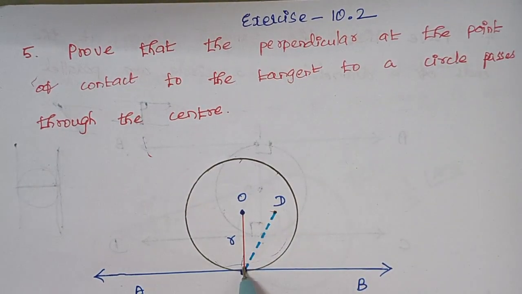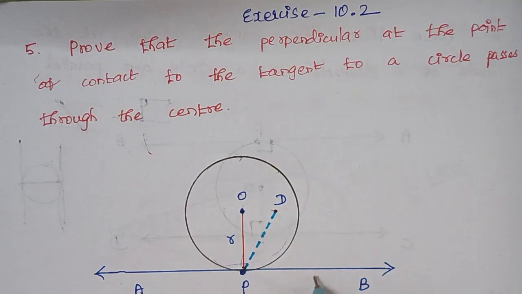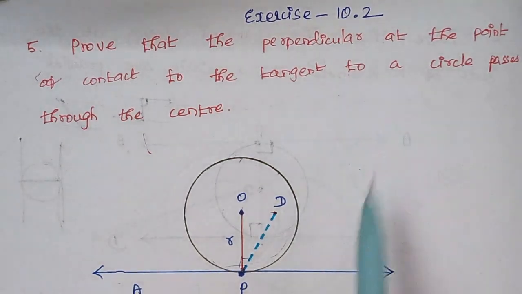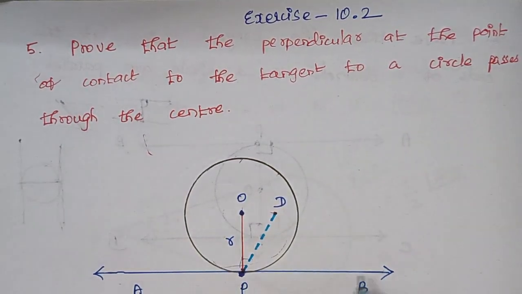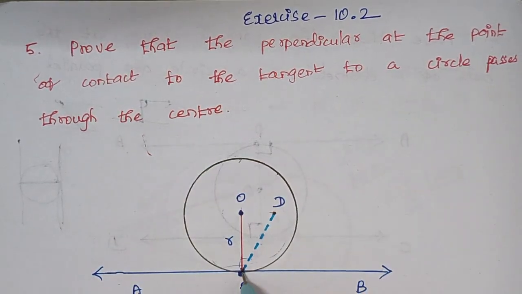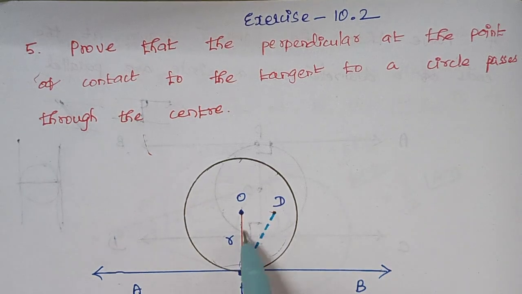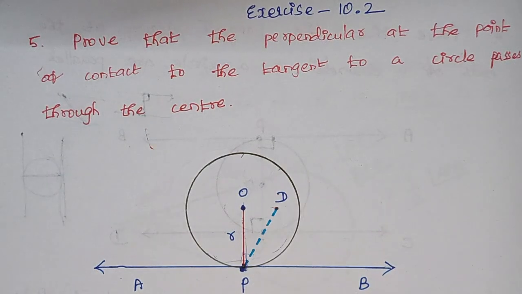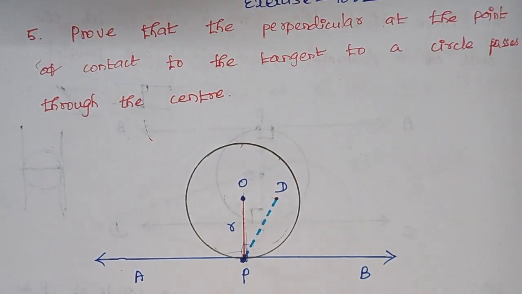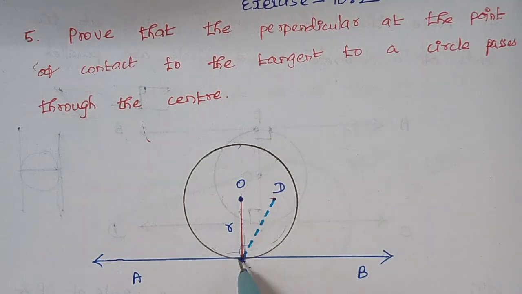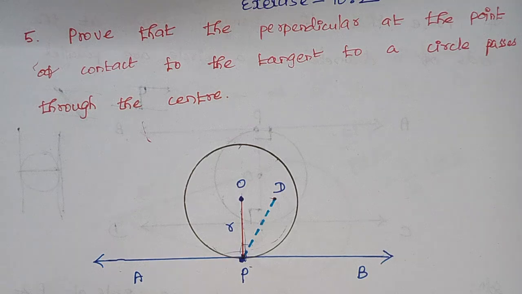This is the part that will be perpendicular, because only the radius and tangent are said to be perpendicular to each other, right? So the perpendicular at the point of contact to the tangent passes through the center. We have to prove that this perpendicular line from the circle passes through the center of the circle. Can you get the question? We are having a circle and there is a tangent, and there is a perpendicular line, and we have to prove that this perpendicular line should pass through the center.